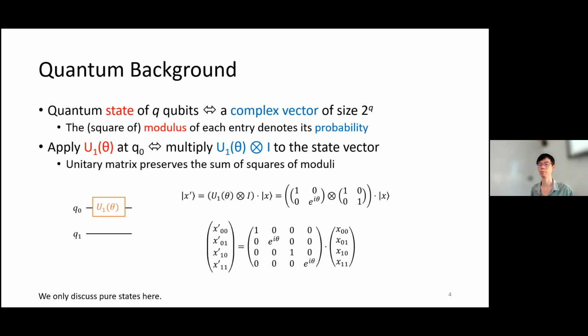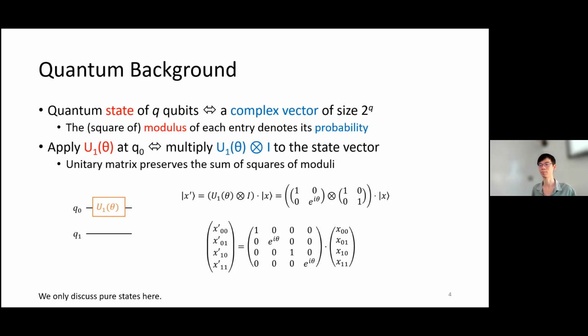For example, if you apply U1(theta) at qubit 0, it's equivalent to multiplying the matrix to the state vector. Notice that if the system contains 2 qubits but you are only applying the gate to one of them, it's equivalent to a tensor product with an identity matrix, so that you can apply a 4x4 matrix to the vector, which has size 4. And note that a unitary matrix preserves the sum of the squares of the moduli. So it makes sense for the square of the modulus to represent the probability, because the sum of the squares is always 1.